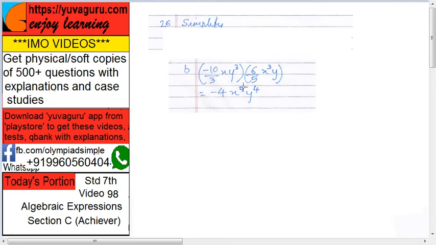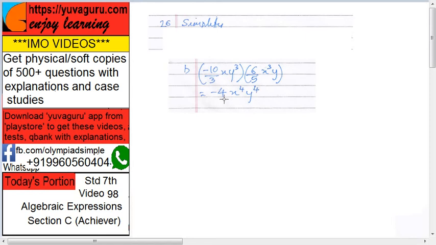5 ones are 5, twos are. 3 ones are 3, twos are. See here, there's a multiplication sign. That's why you are able to do this. If there would have been plus, then you couldn't have done this. Okay. So x and this x³, it gets added, x raised to 4. y³ and y, it gets added, y raised to 4.